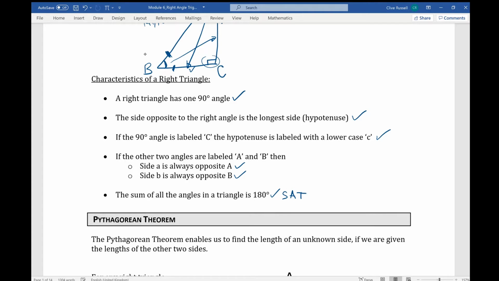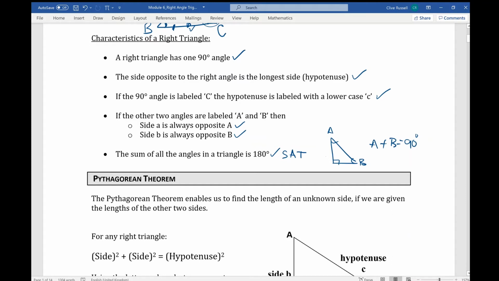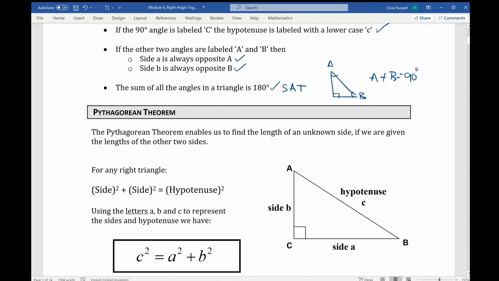But for the right angle triangle, which is like that, right? Then excluding the 90 degrees, if you call that A and B, we know that A plus B has to be 90 degrees. So that's all there is to be said about the sum angle theorem, and we'll do examples very shortly.